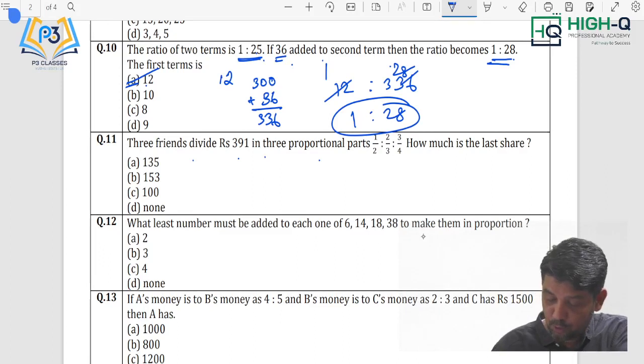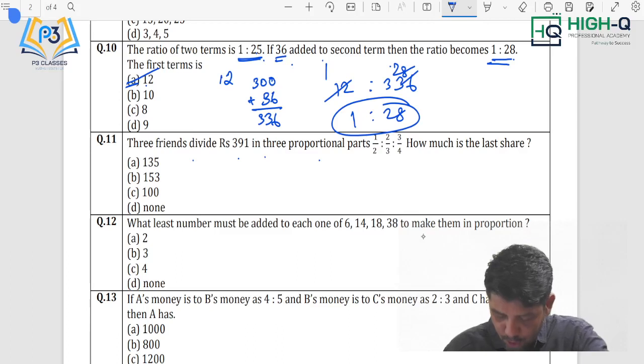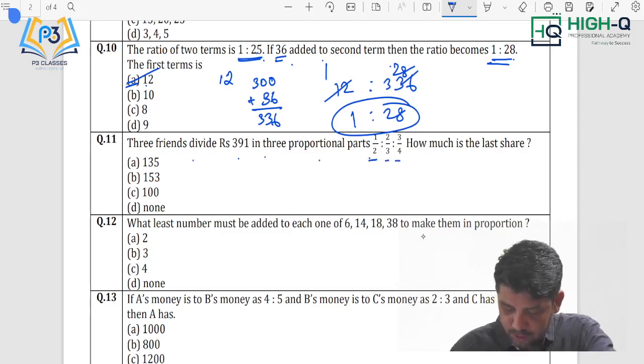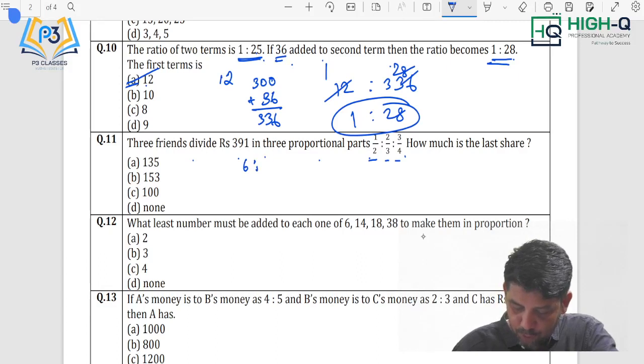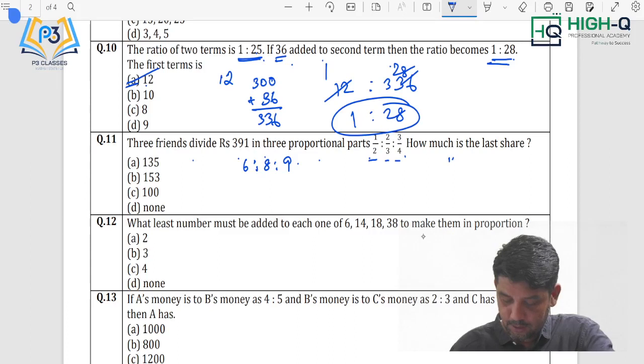1 by 2 is to 2 by 3 is to 3 by 4. But I am going to use a trick. How to use the trick? I'll tell you. What is the LCM of 2, 3 and 4? Sir, 12, sir. Multiply by 12 throughout. So what are you going to get? 12 by 2 is 6. 12 by 3 is 4, 4 2s are 8. 6 is to 8 is to 9 you will get. See, 12 into 1 by 2, 12 into 2 by 3, 12 into 3 by 4.